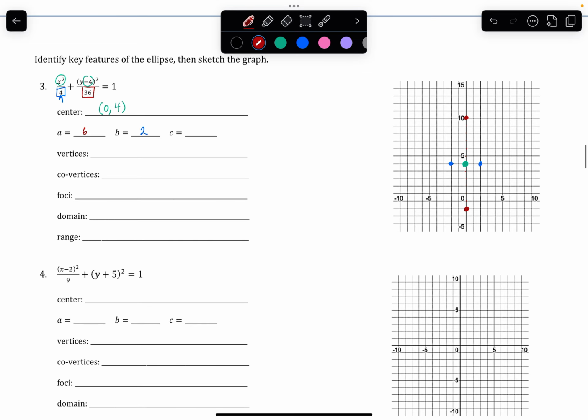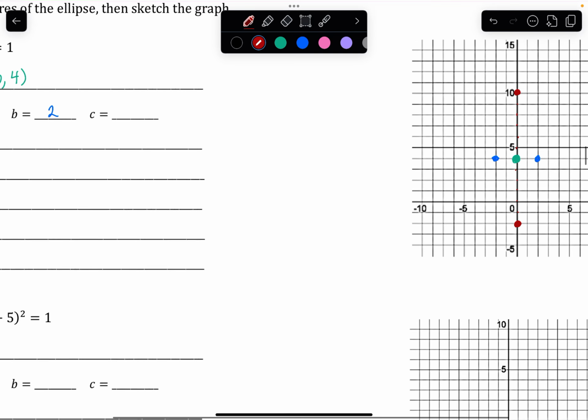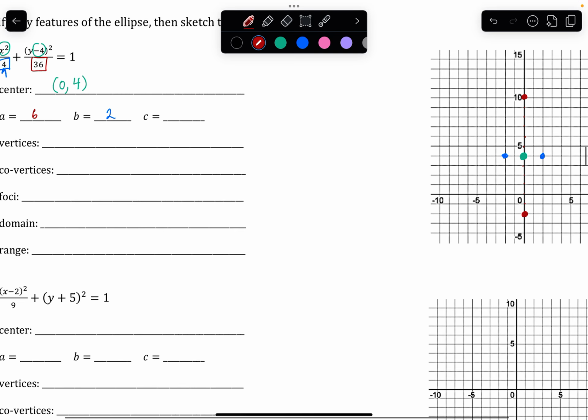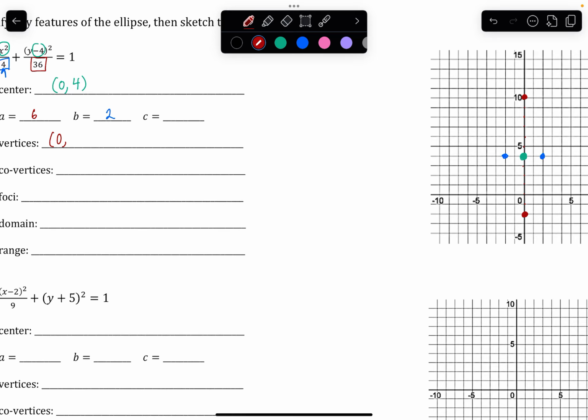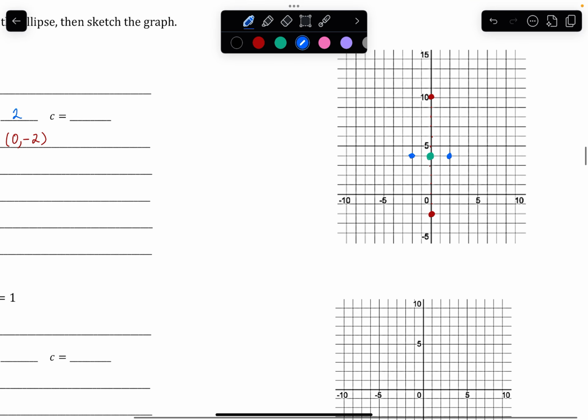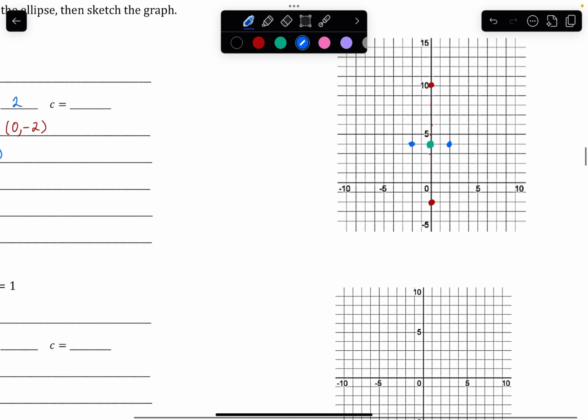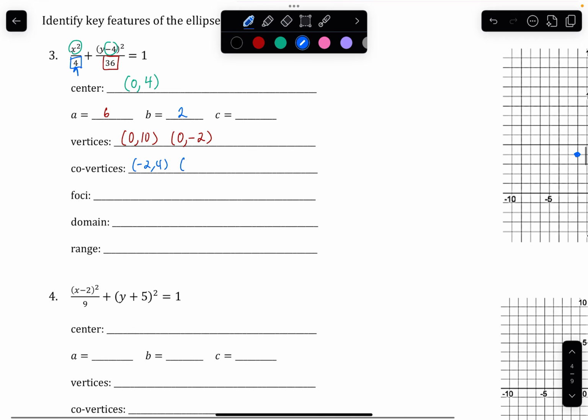Okay, so now that I have the vertices and the co-vertices, we can go ahead and label those. So the vertices are red. Those are always along the major axis. And so we have 0, 10, and 0, -2. And then the co-vertices are in blue. Those are always along the minor axis. And so those coordinates are -2, 4, and +2, 4.